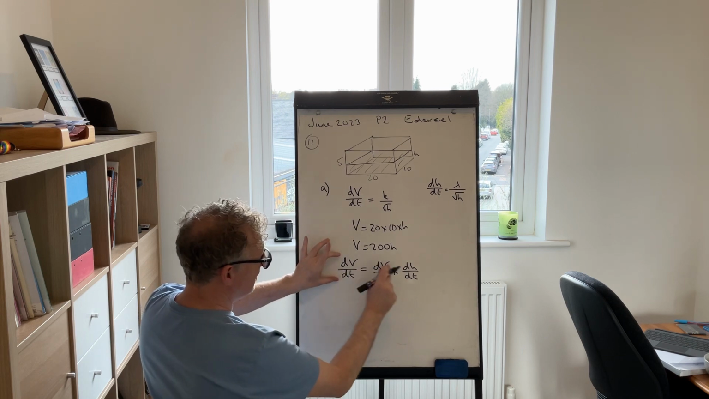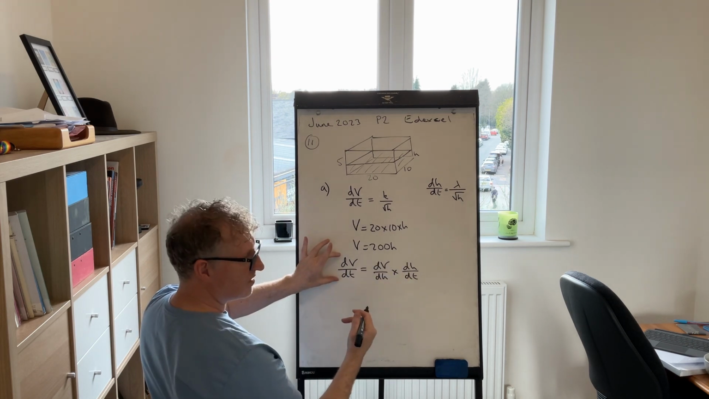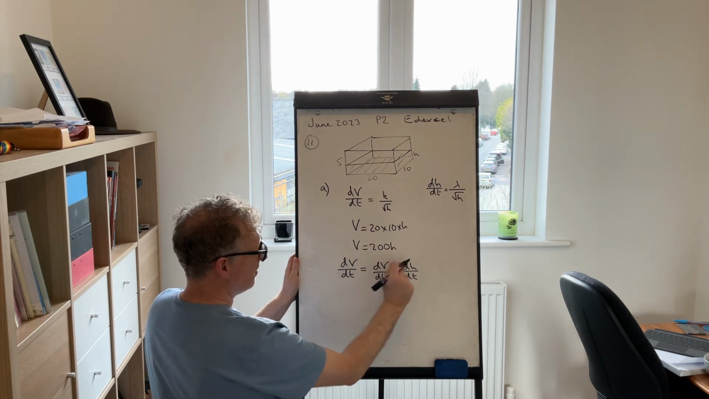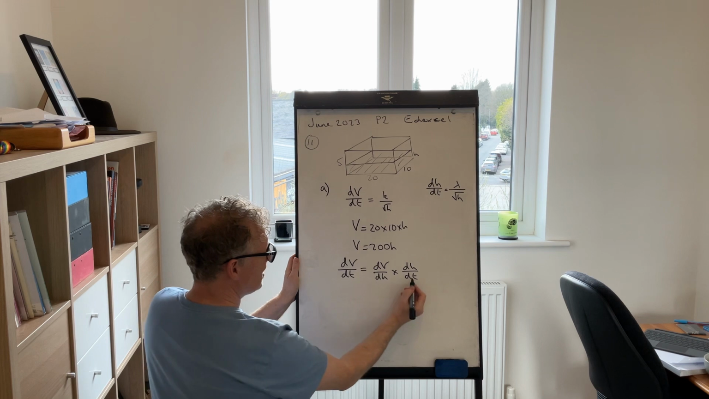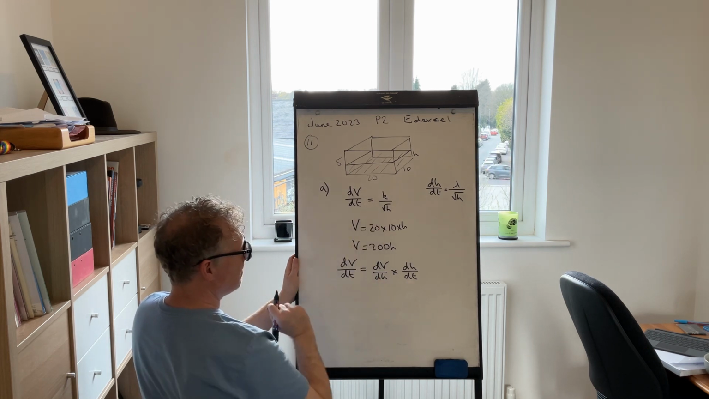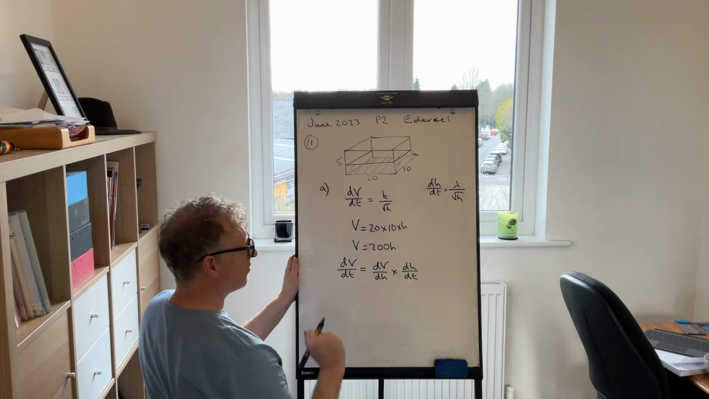dV by dt, the dH's cancel. So I prefer to set that up, I know that, so let's stick in this. Now, dH by dt is what we're trying to find. dV by dt, got it up there. dV by dH, we need that.